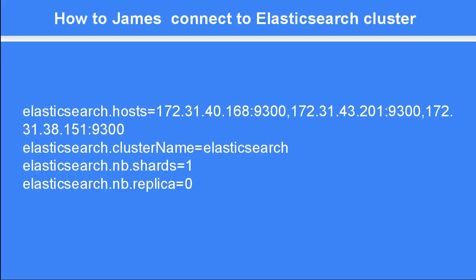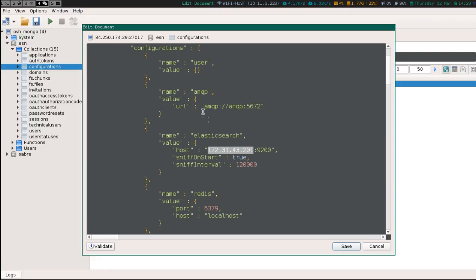And about James, for now James supports connecting to the Elasticsearch cluster by specifying the list of Elasticsearch node IPs, and we need to specify the cluster name, number of shards and number of replicas. We check the OpenPaaS Elasticsearch configuration, and as you see in the config, for now we connect to this Elasticsearch node.